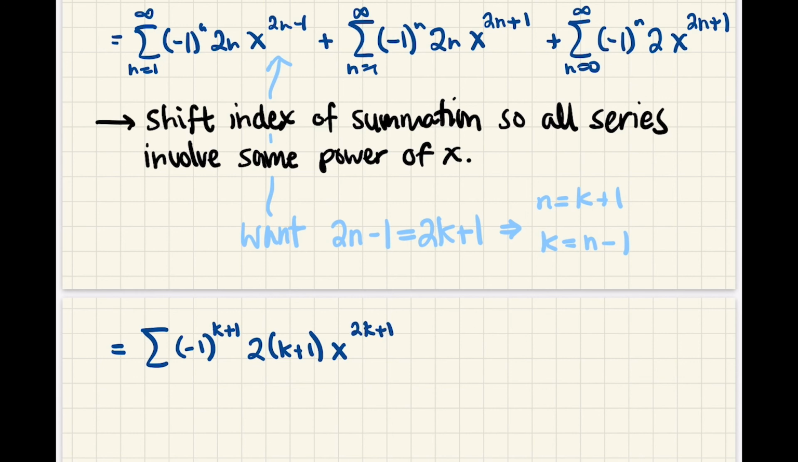We also need to adjust the lower bound of the summation. So when n is equal to 1, k is equal to 0. All right. The other ones we can leave as n or switch over to k so that everything's consistent. I'll just switch everything to k at this point. But they have the right power of x.